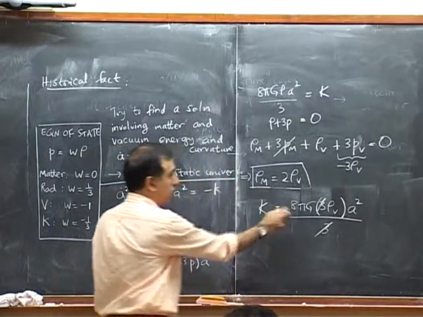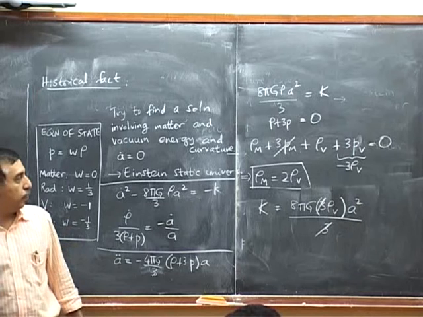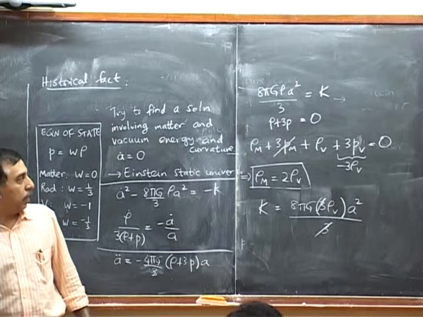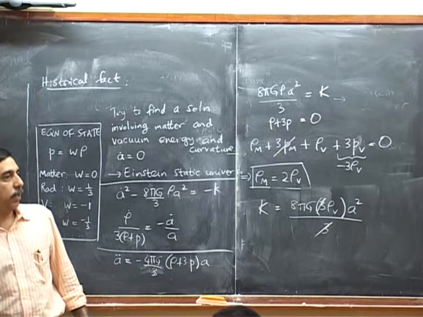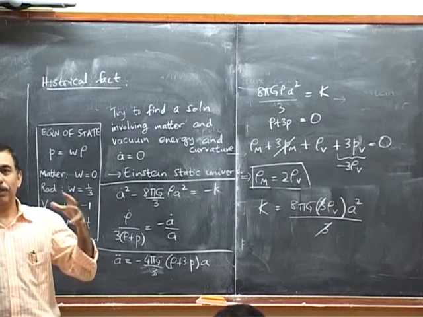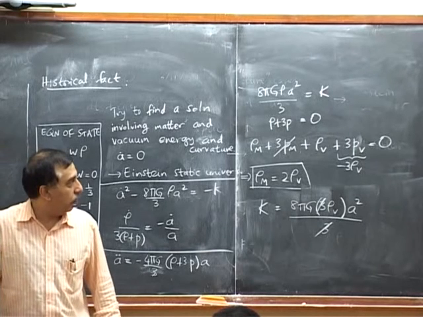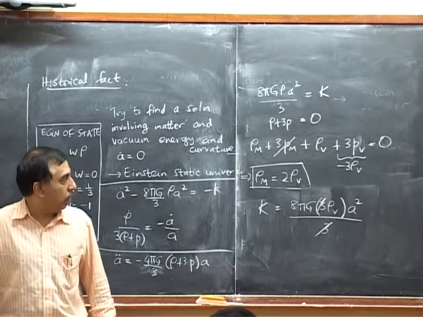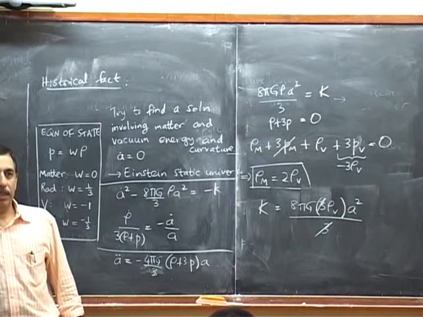So this is the way in which you can get a static universe. It's really there just to prove a point, and that point is that if you wanted somehow to halt the acceleration of the expansion of the universe caused by matter, then you could halt it by introducing a curvature and a vacuum energy.